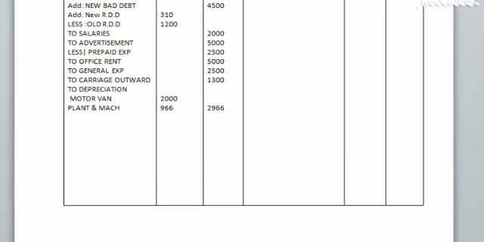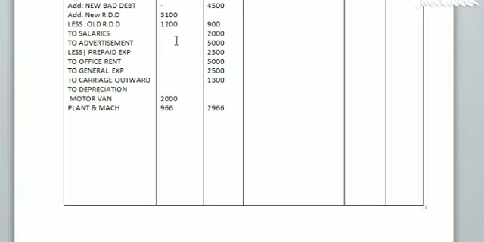It is 3,100. New bad debt is not given here, so we'll put dash over there. New RDD is also not given, we'll put dash over here. And now new RDD is 3,100 and old RDD is here 1,200. So from 3,100 we will minus old RDD, and therefore in the outer column the amount will come 900 rupees. So we have given the effect of this.